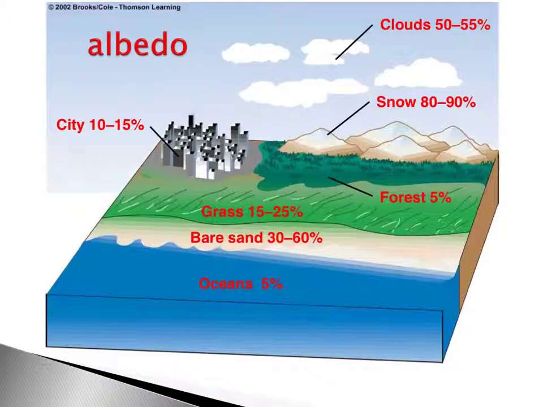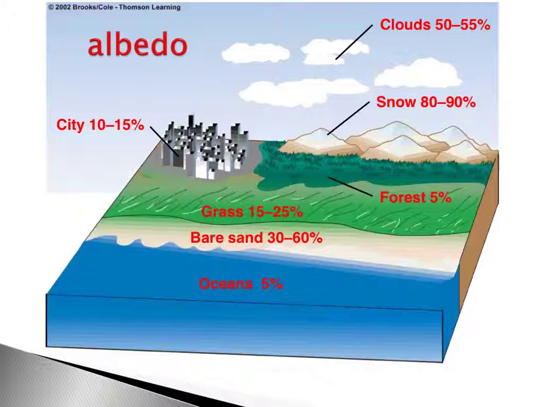So this is something called the albedo effect. Albedo, think about it as reflecting. Clouds have about a 50 to 55%. Albedo affects snow about 80 to 90%. That means snow reflects about 80 to 90% of what hits it back. That's a good thing. Cities about 10 to 15%. So a lot of cities absorb a lot of heat. Bare sand about 30 to 60%. Oceans only reflect back about 5%. So a lot of this heat is absorbed in the ocean.